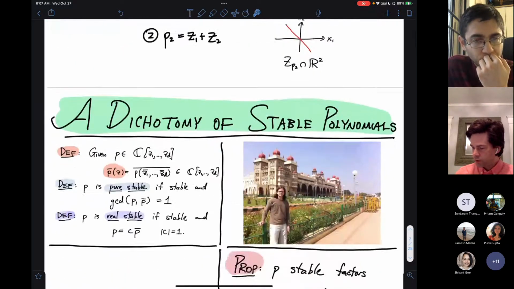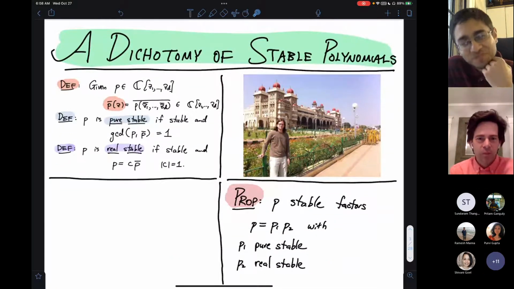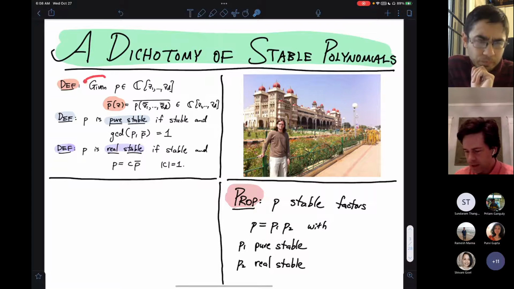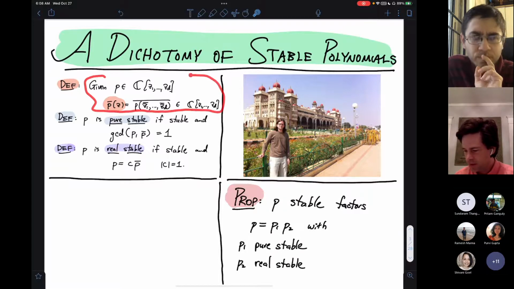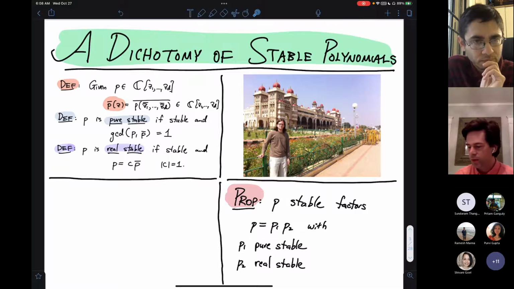And here's my first photo too. Everybody probably knows what this is. This is Mysore Palace. So here's the dichotomy of stable polynomials. First, I need to define the reflection of a polynomial in the setting of the upper half plane. That's just where you take the conjugate of the coefficients, but you can write it this way, where you take conjugates of variables and the conjugate of the whole polynomial.